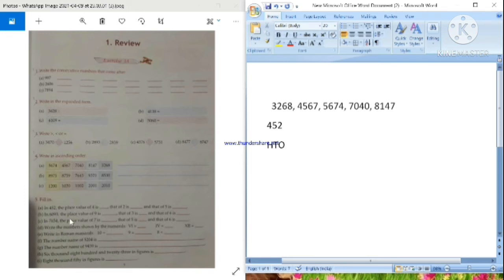Now let us move towards D. Here write the number shown by the numerals. Numerals are given and we have to write the numbers. As we already know, V represents 5, and I represents 1.